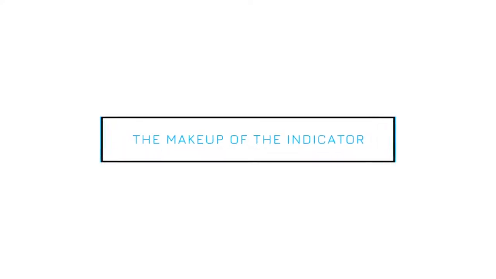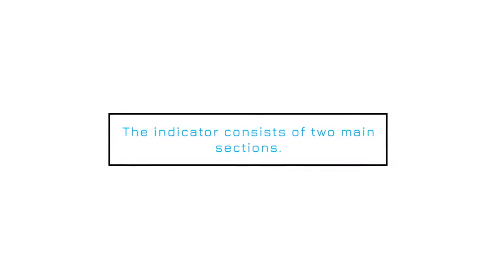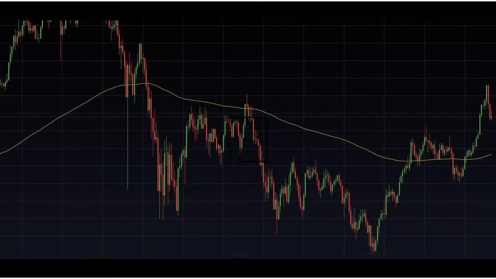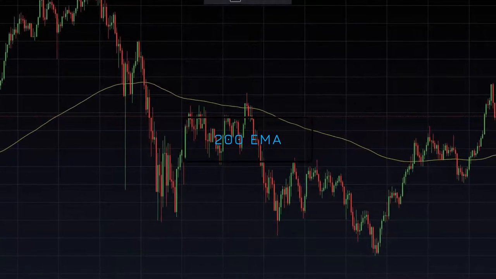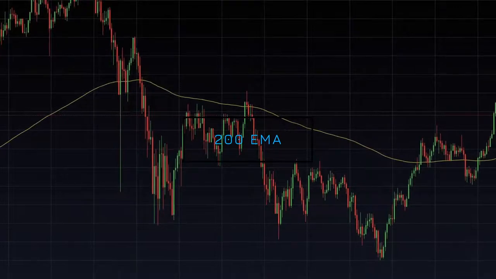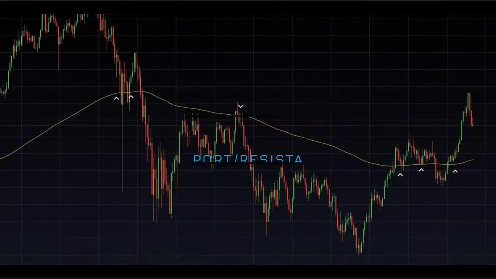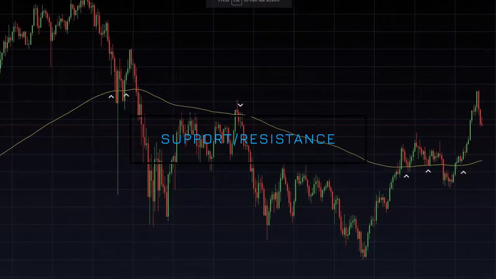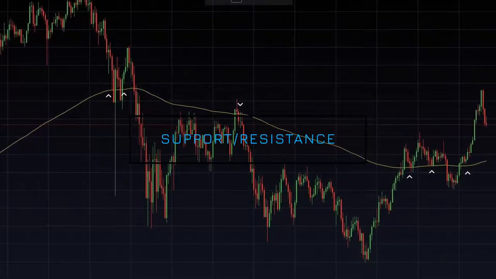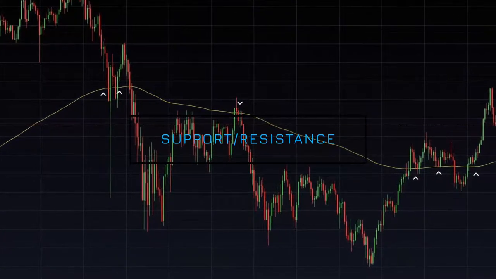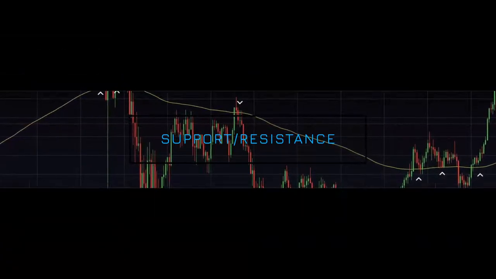The makeup of the EMA ribbon indicator. The EMA ribbon indicator consists of two main sections. The first section of this indicator is the long-term EMA. On the screen now, we can see the 200 EMA section of the indicator. The purpose of the 200-day EMA is firstly to provide support and resistance for the cryptocurrency. In the example on the screen now, we can see the 200-day EMA providing both support and resistance for BTC, as indicated with the white arrows.